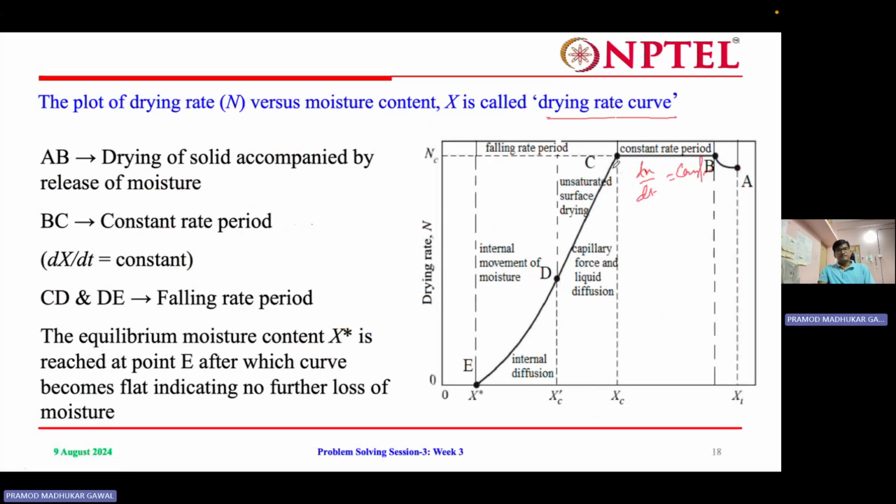And CD and DE are the falling rate period, right? The equilibrium moisture content X star is reached at point E, after which the curve becomes flat, indicating no further loss of the moisture. That's the equilibrium moisture. So here is the constant rate period, here is the falling rate period.